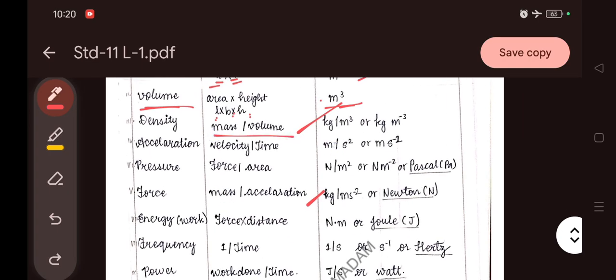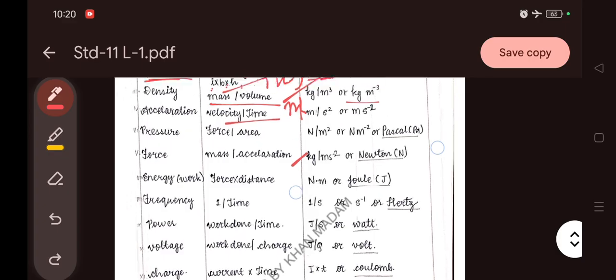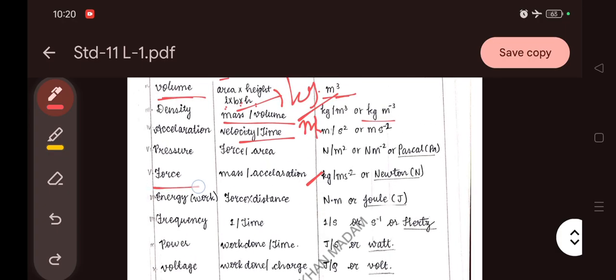Mass is defined in terms of kg, volume in terms of meter cube. Similarly goes for acceleration, which is velocity upon time. Pressure is nothing but force upon area. Now before defining force upon area, you have to define what is force. Force is nothing but the product of mass and acceleration. So we have already defined mass in kg, and acceleration as meter per second square. So this kg meter per second square is known as Newton.